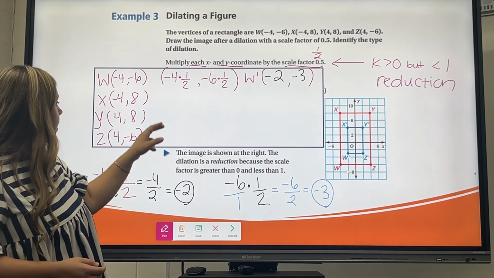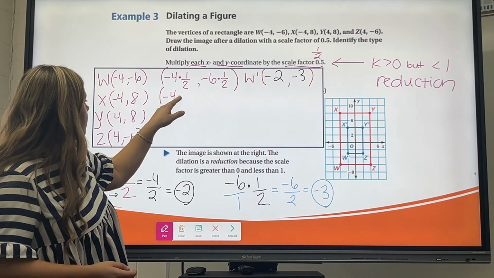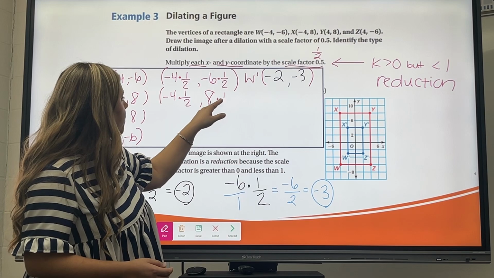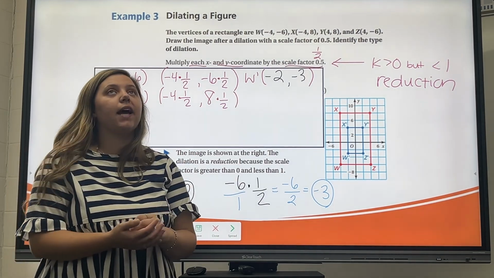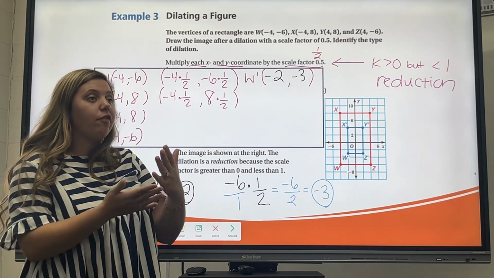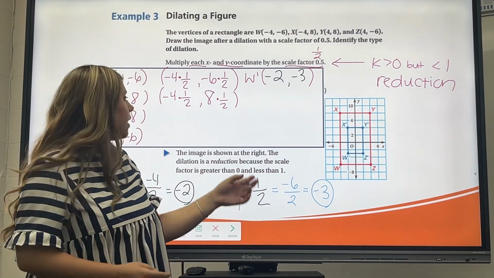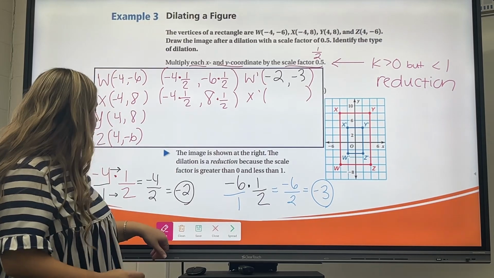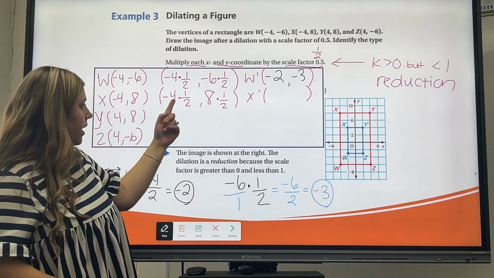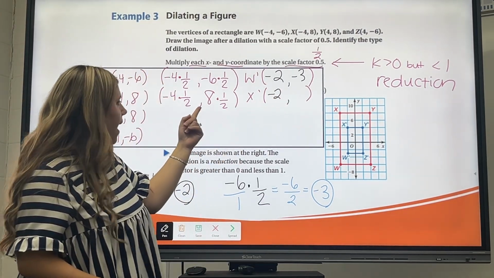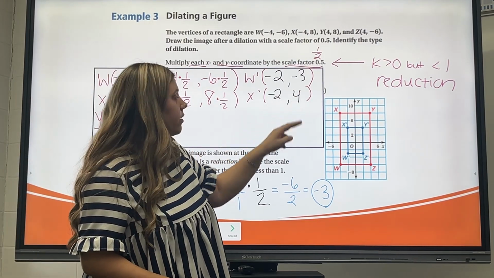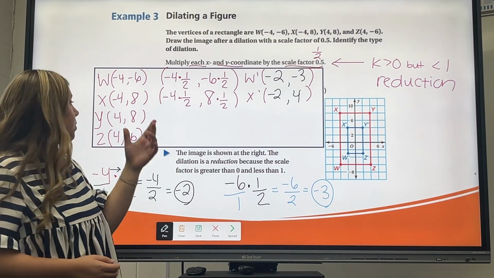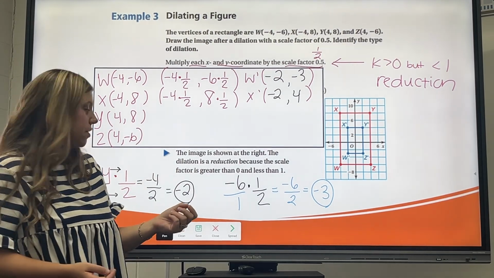So what we have is another -4 times 1/2 and 8 times 1/2. When you are multiplying by 1/2, it's the same thing as saying what is half of this number. So in this case, this x prime, the new point there, half of -4 is -2, and half of 8 is 4. You could go through and do this math again, that's totally fine, but this is just saying what is half of each of these numbers.